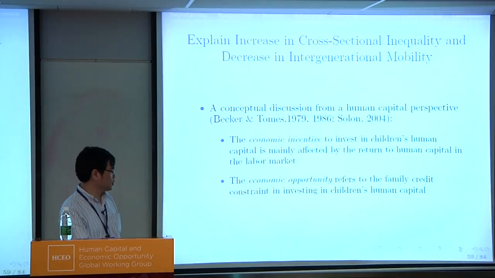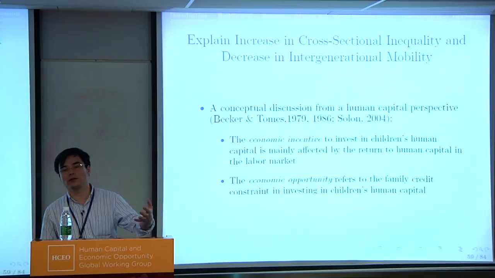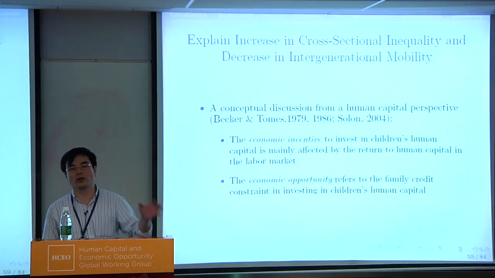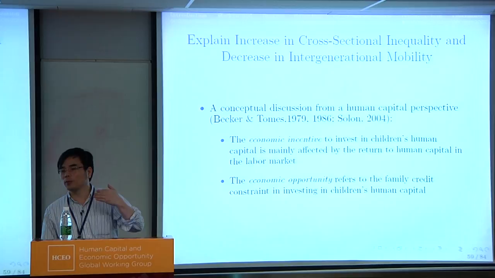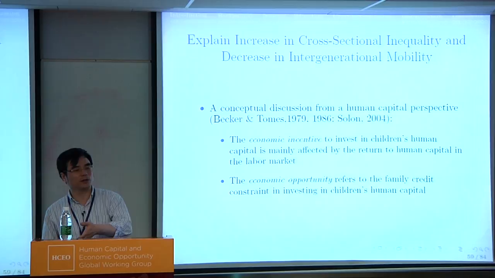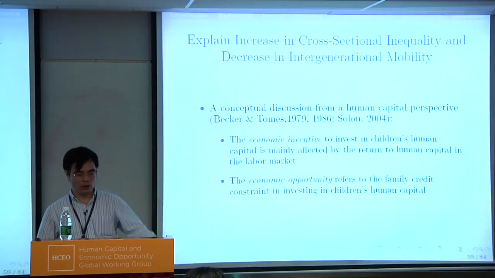If you are from a rich family, you are not credit constrained, so you can always educate your children to the optimum schooling level you want. If you are not credit constrained, either because you are very rich or you can borrow money from banks or somewhere else, then your parental income does not affect your children's education, right? If you are credit constrained, then parental income will affect children's education, because you may not be able to choose the optimal schooling level you want for your children.